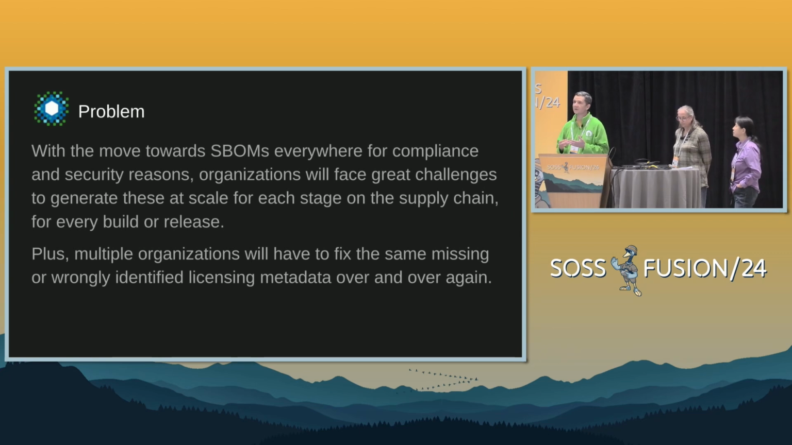At the same time, when there's missing licensing metadata, or if it's wrongly identified, how can these organizations fix that, right? If we have a component with missing licensing metadata, and 100 organizations are using that component, why have 100 organizations solving that, each one on their own, if we could have just one organization fixing that, and all the 99 other ones having that fixed, right? We can work together to make it better.